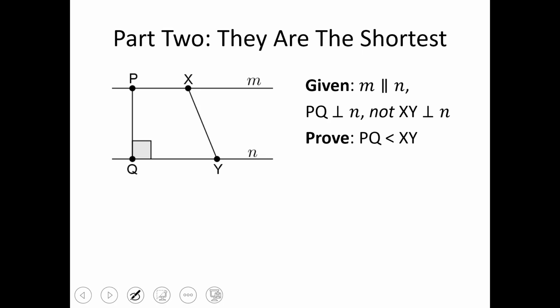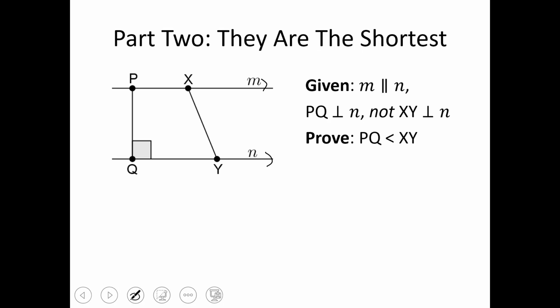And now the second part. So we know that all those perpendiculars that join a pair of parallel lines are equal in length. We need to now prove that any of those perpendiculars, which are all equal in length, is shorter than any non-perpendicular. And how do we prove that? Well, we have a representative non-perpendicular, which is XY, and we'll prove that our perpendicular is shorter than that. So we have to prove in this diagram that PQ is less than XY, where of course we're given once again that M and N are parallel.